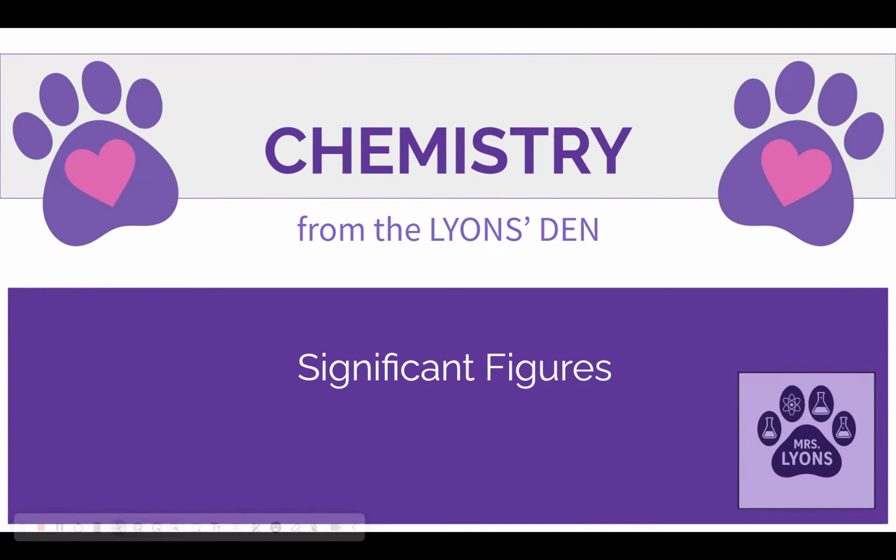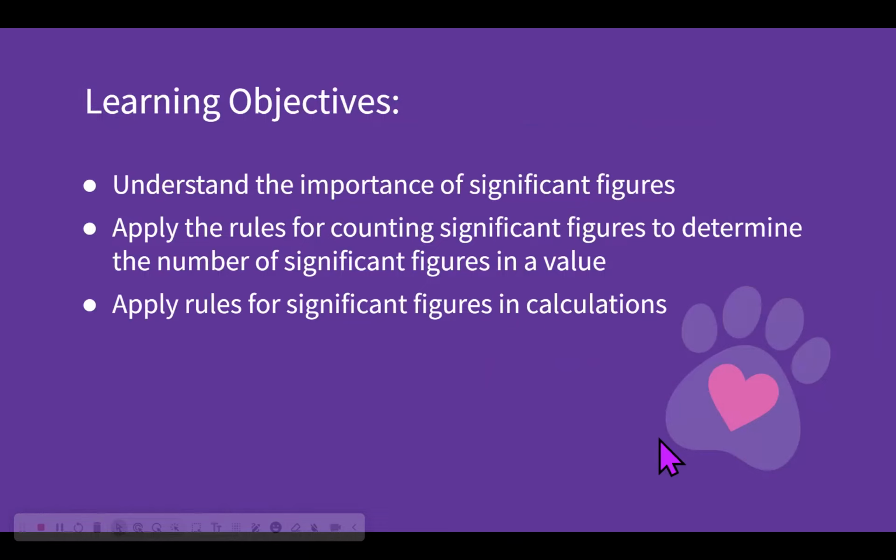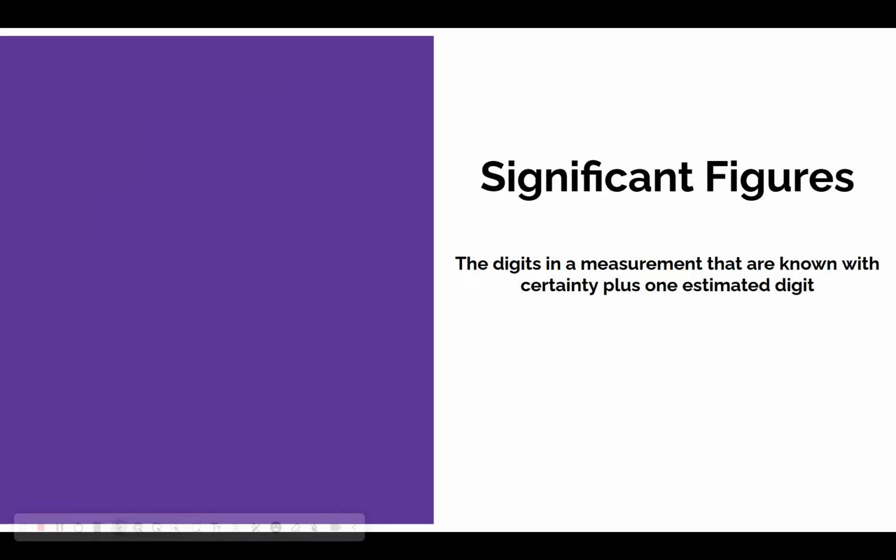Today's topic is significant figures. Once you've finished watching this video, hopefully you'll understand why significant figures are important. You'll be able to apply the rules when given a number to determine how many significant figures there are in that number, and to carry out mathematical calculations, addition, subtraction, multiplication, division, and give your answer to the correct number of significant figures.